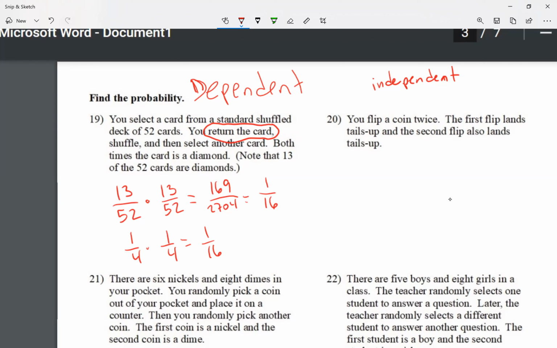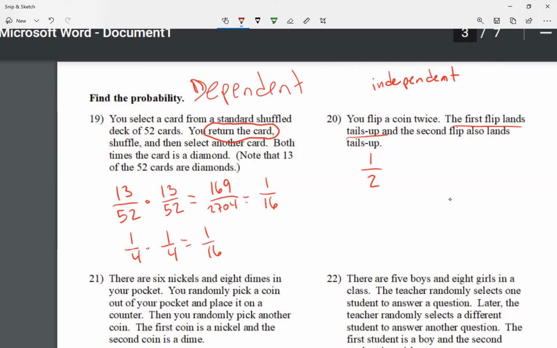All right, let's take a look at number 20. You flip a coin twice. The first flip lands tails up, and the second flip lands tails up. So my first time, I flip a coin and I get tails. So I'm going to say that is 1 over 2, right? There's 1 tails, and there's 2 choices, heads or tails.